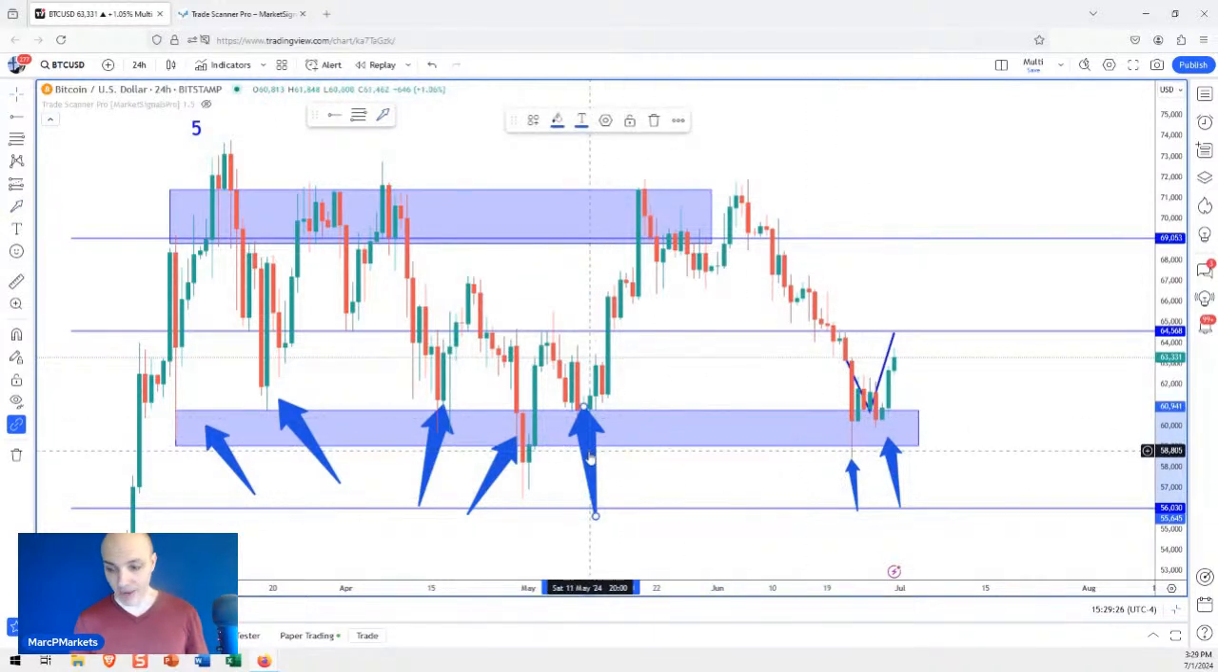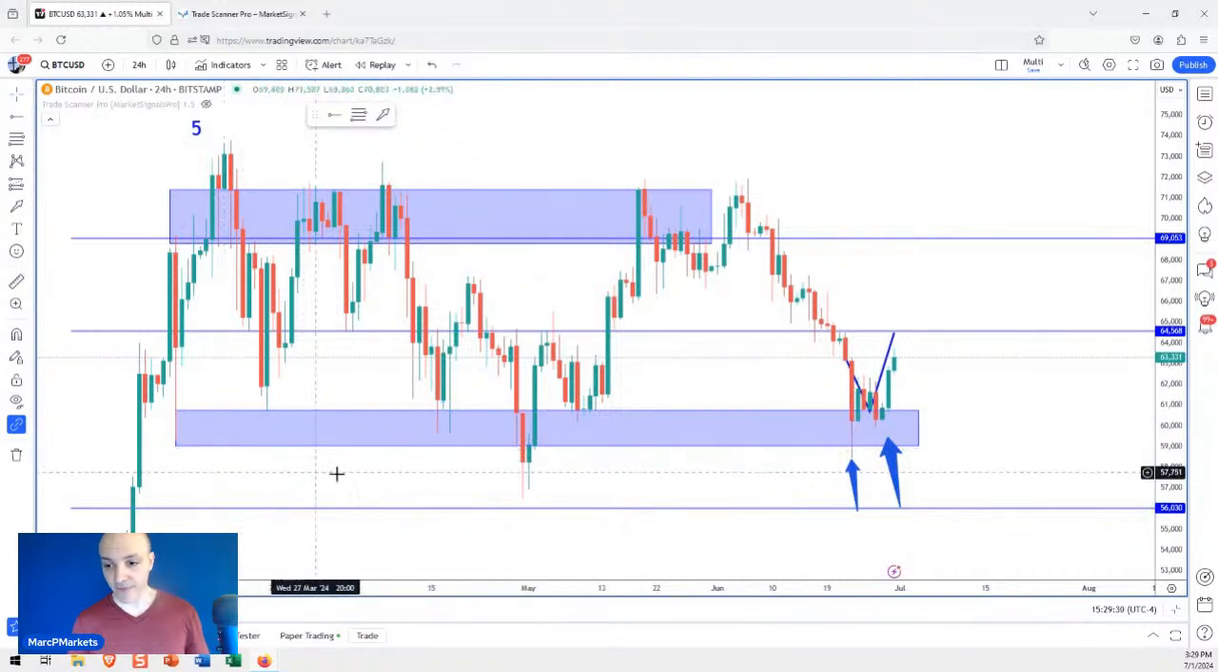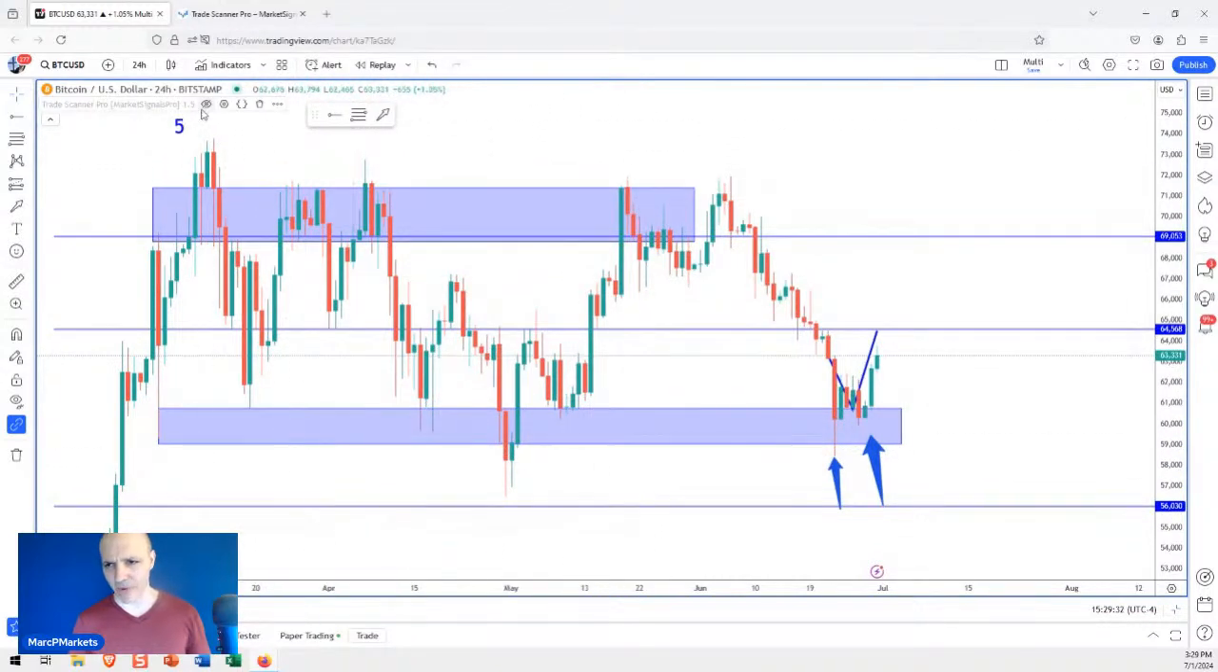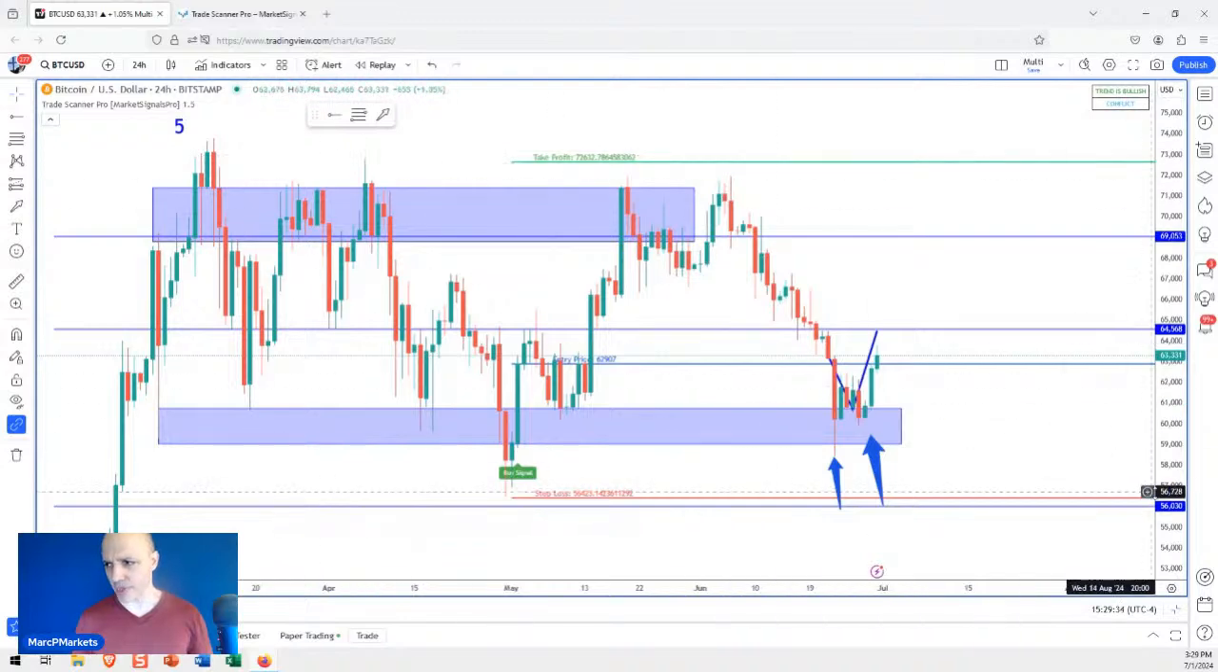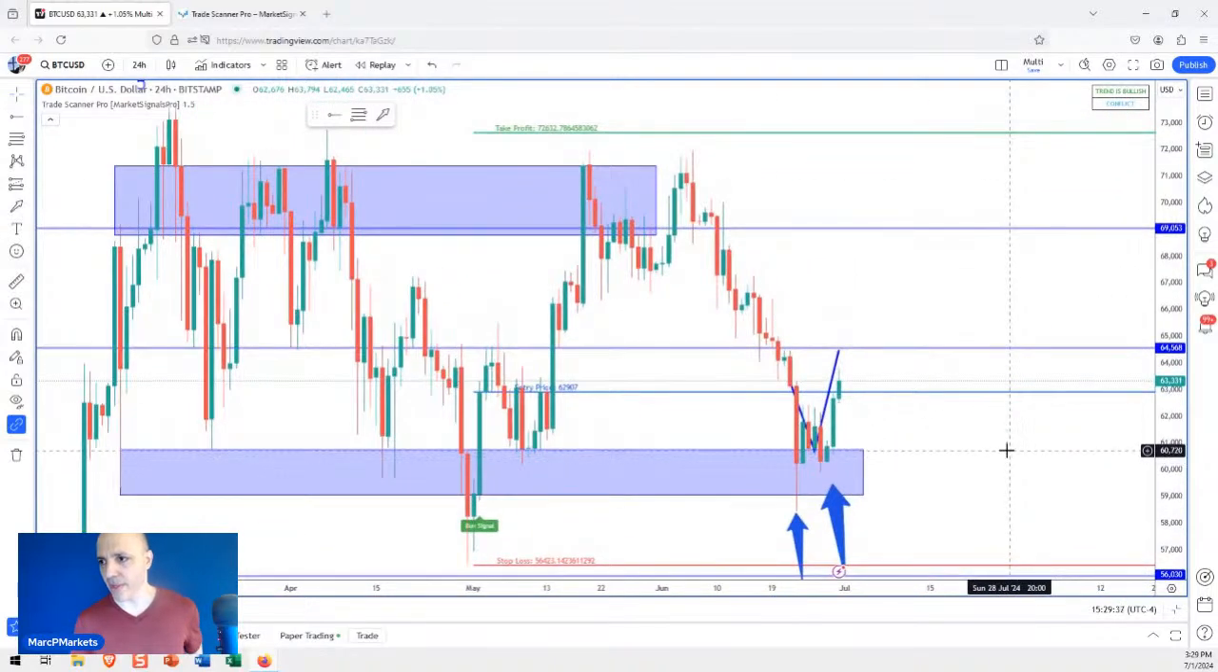Now, what smaller time frames? It could be a 30-minute, it could be an hourly, it could be a 15-minute. In fact, I'm going to show you right now an example. Let me turn the TradeScanner Pro on this chart here. Okay, and as you can see, this is an old trade, right?